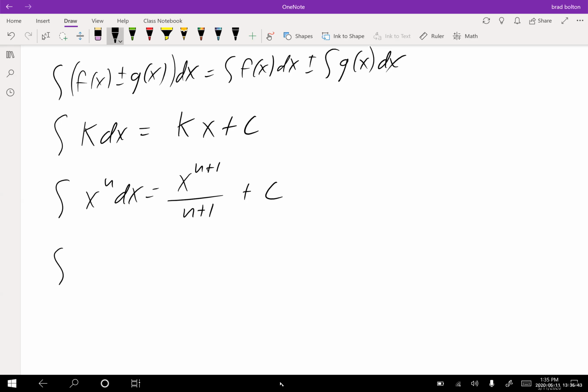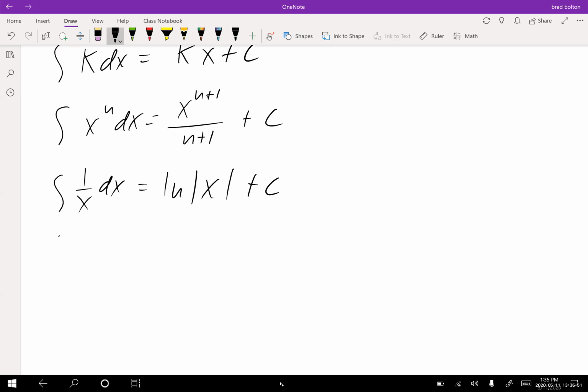You guys know that we have the integral of 1 over x dx. Well, this is just the natural log of the absolute value of x plus c. We have the integral of e to the x, which is a really nice one because the derivative of e to the x is e to the x. So the antiderivative of e to the x is e to the x plus c.